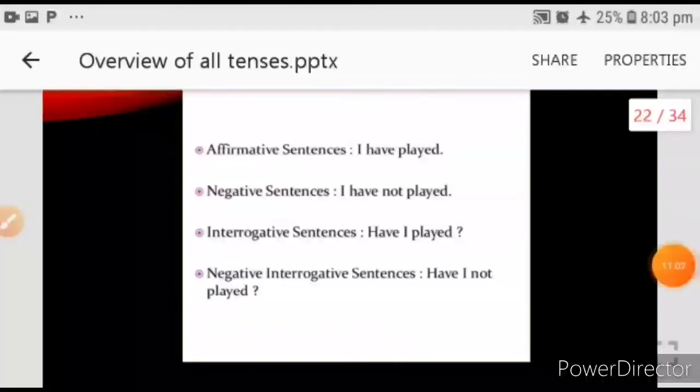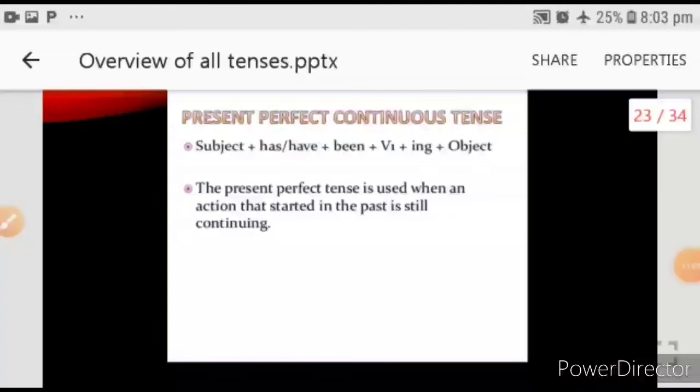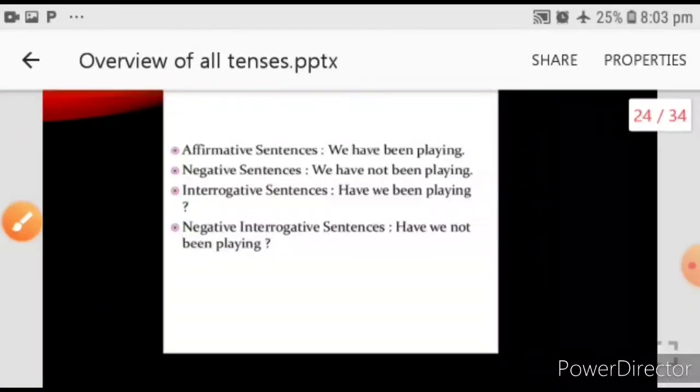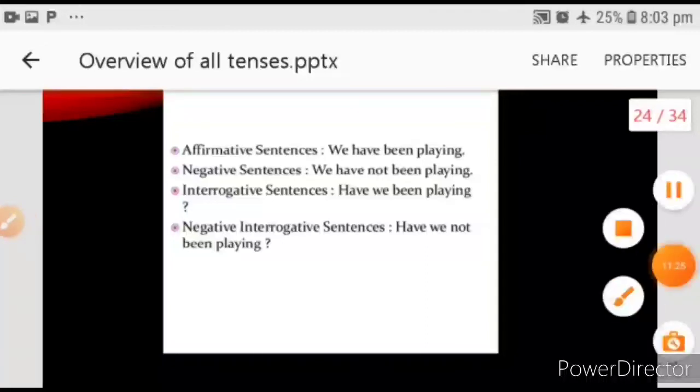And let's move further. Then we have the present perfect continuous tense. The formula is important. The main thing is the formula, and that is have been plus the verb plus ing form plus the object. Okay. We have been playing, we have not been playing, have we been playing are the general examples that you can understand over here. Then now we are going to go to future tense.